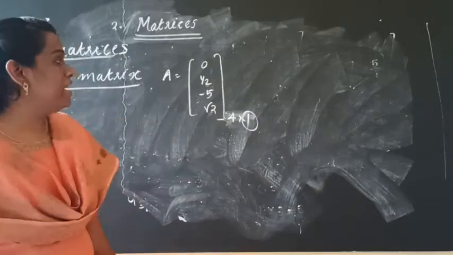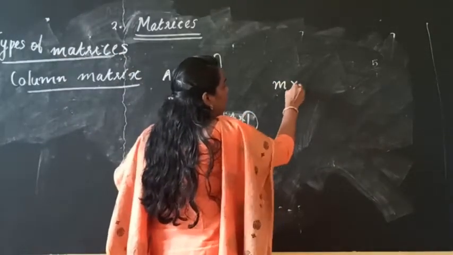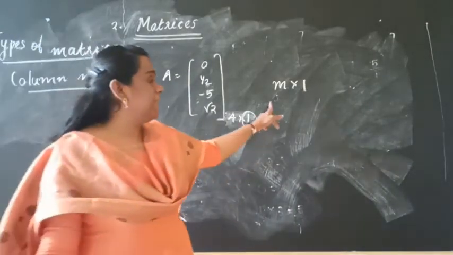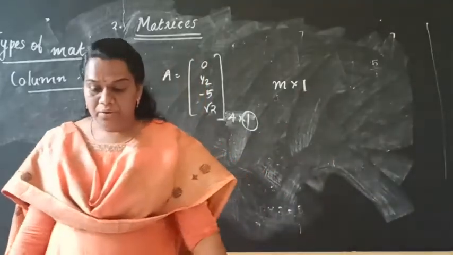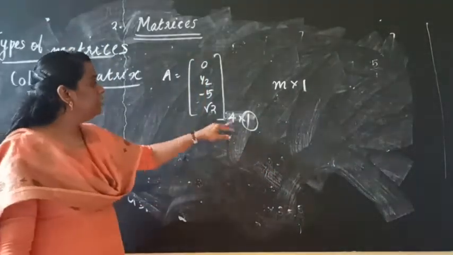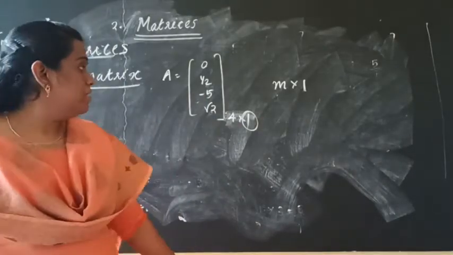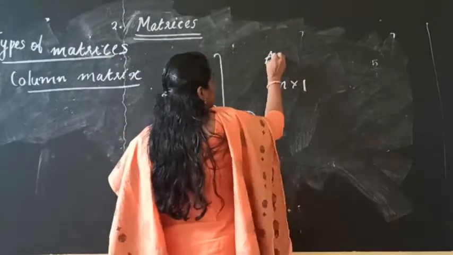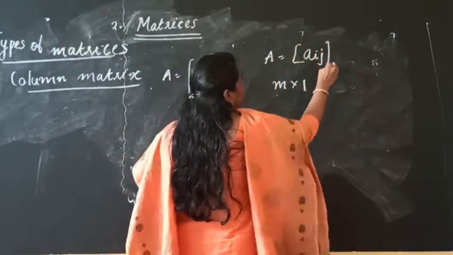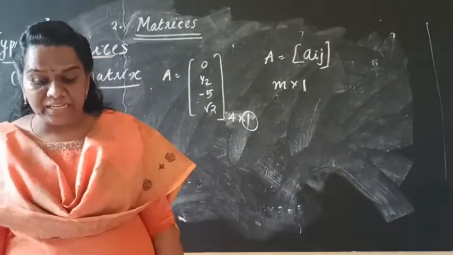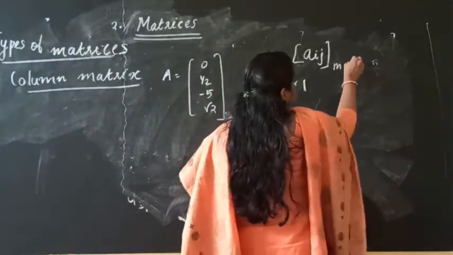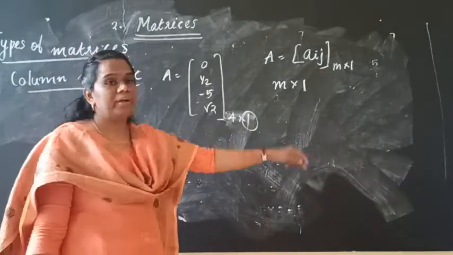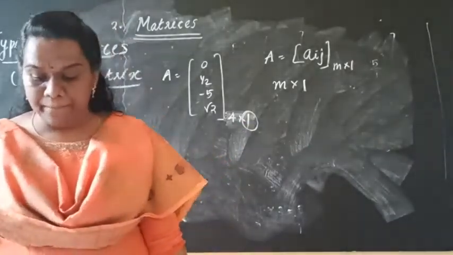Then, in general, if there are m rows, we can write the general form of a column matrix as m by 1. Okay, write down this example. It's a column matrix of order 4 by 1. In general, matrix A is equal to matrix Aij. What is the order? m by 1. It's a column matrix of order m by 1.